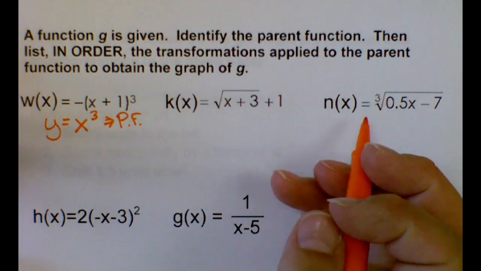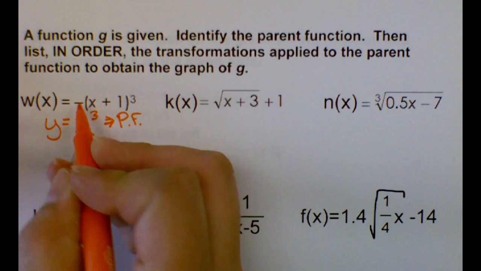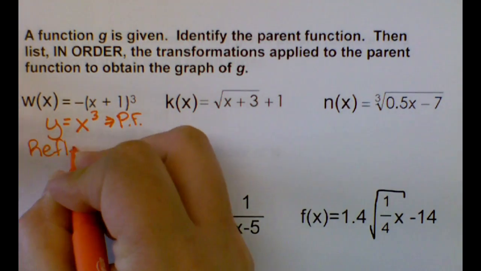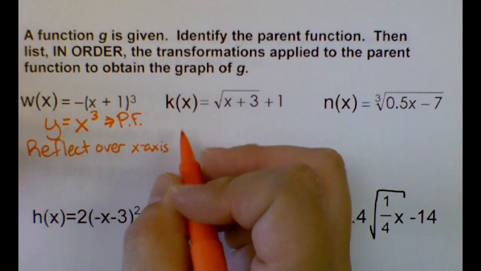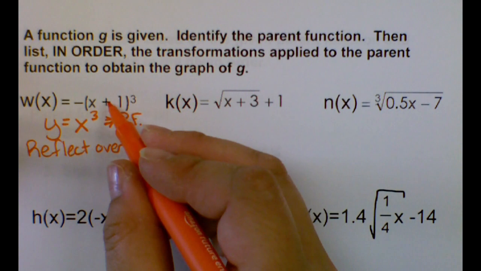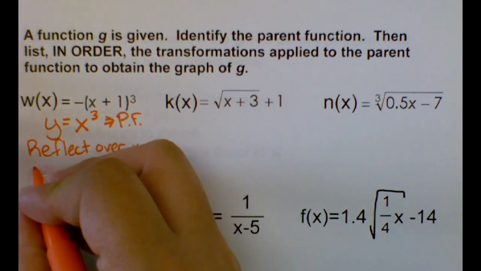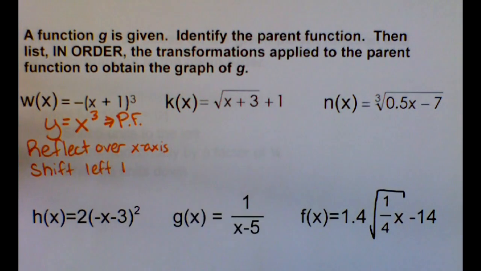All right, now transformations. We want stretches and shrinks. There are none. Reflections. I have a negative out front. That's a reflection over the x-axis. And then we have shifts. We have a plus 1 inside with the x. That means it's left and right. It's a plus, so it's left, 1. Shift left 1.